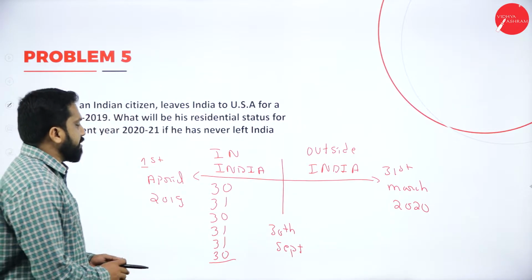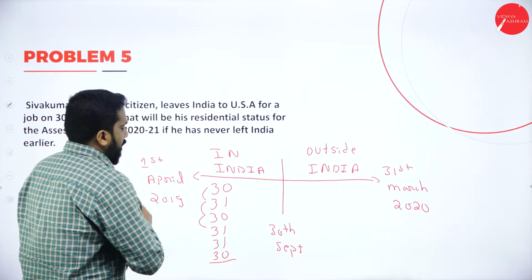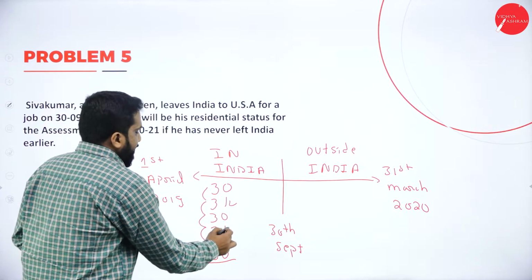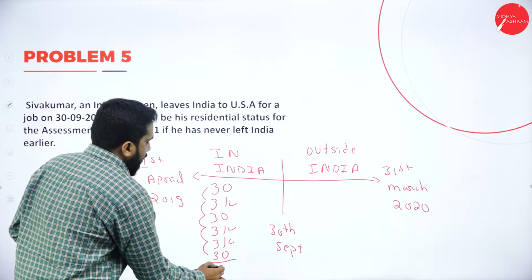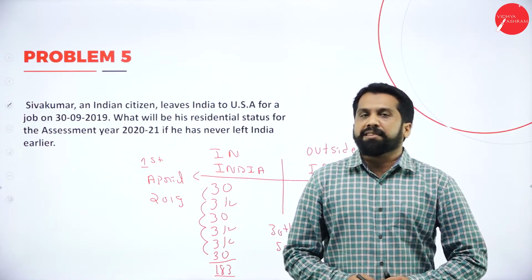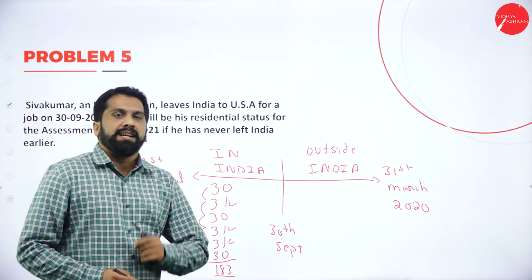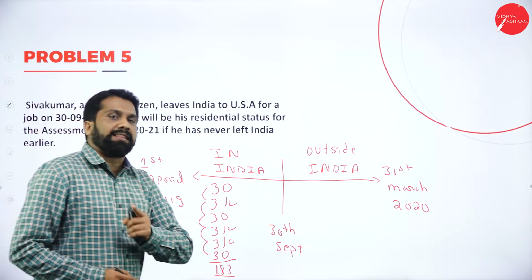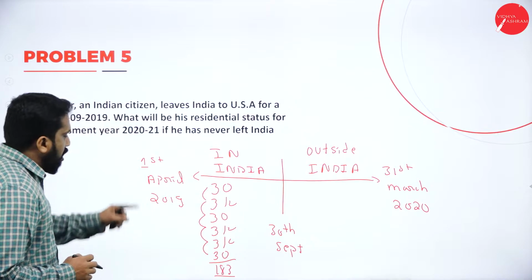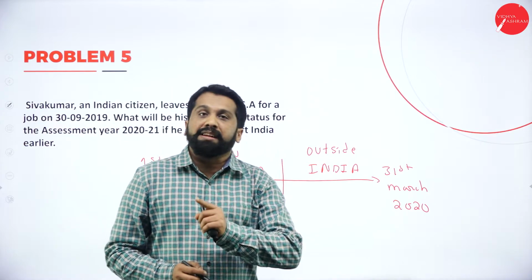If you add everything, it will come around 60, 90, 120, 150 and 180. Plus 1, plus 1, plus 1. It will be 183 days he was in India. Now, it is easy to calculate what your first condition says. Your first condition says that he must be in India at least for 182 days. Now, as per the condition, how many days was he in India? He was there in India for 183 days.